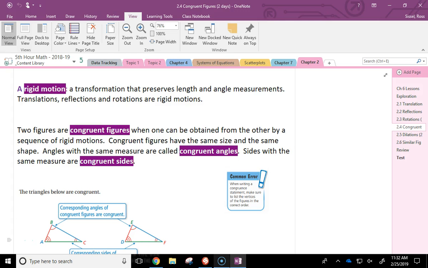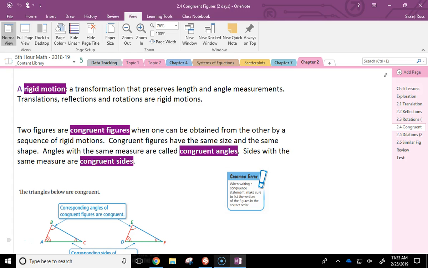So if you would turn into your foldables, it's the one that says similar and congruent figures. Turn to that page. I know that there's a dilation one in there. That's going to be tomorrow, just because there's more to dilations than what we need in our foldable. So open up your foldable to similar and congruent figures, the pink sheet on the top, and we're going to put those notes down.